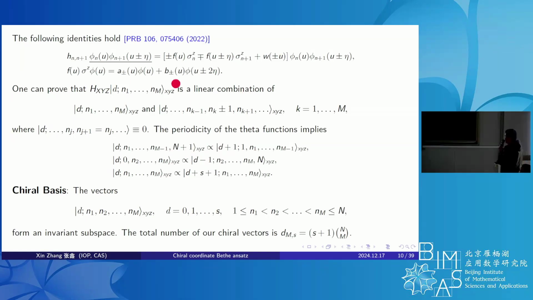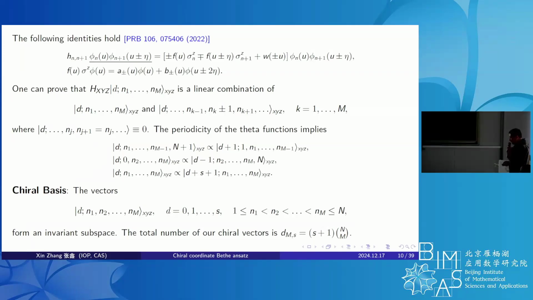And then just from the periodicity of the theta function, the states with d and d plus s plus 1 are equivalent. So just from these identities, we can prove that. And under the root of unity conditions, this vector n1 is less than n2 and so on up to n, and this d just takes some discrete values from 0 to s. So using these identities, we can prove that these vectors form an invariant subspace.